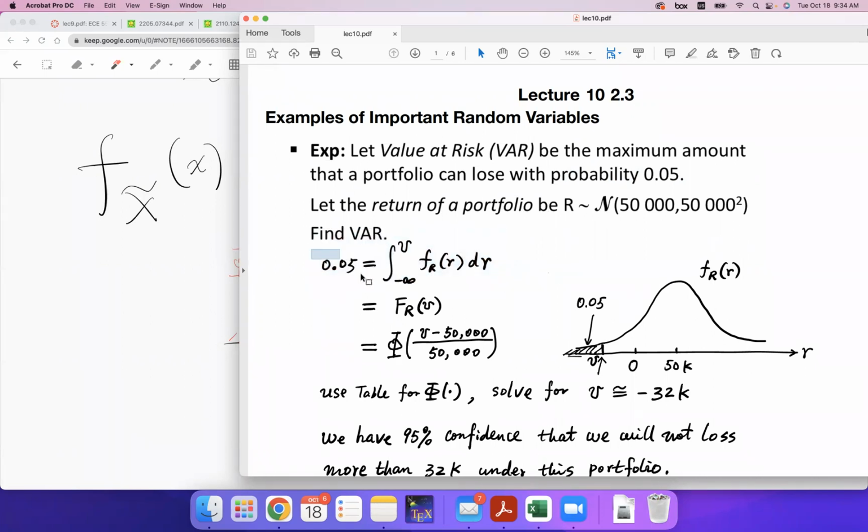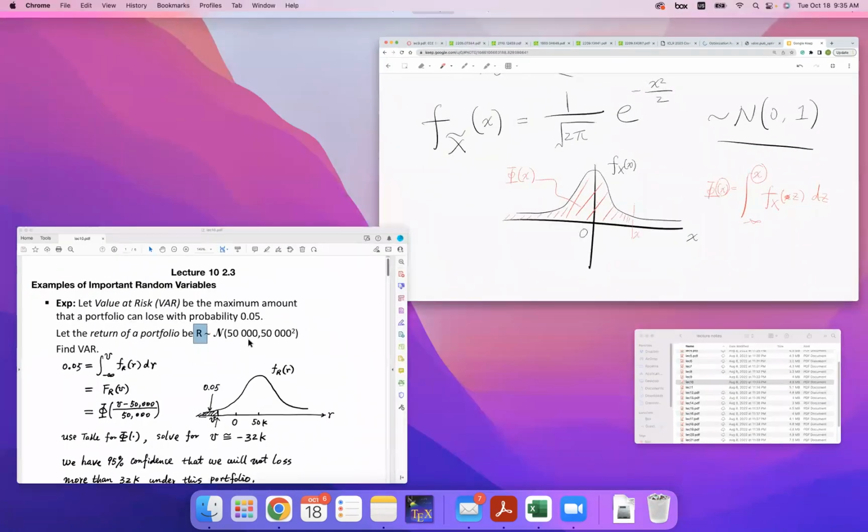Now, the left-hand side is clear. It is given as 5%, but the right-hand side is the standard CDF function. This is basically the CDF of this random variable R evaluated at V, because we are integrating this PDF up to V. But we know that this R is an unnormalized Gaussian random variable. So the CDF of such an unnormalized Gaussian random variable, we can rewrite it in terms of the CDF of the normalized Gaussian random variable, like we just derived in the previous slide.